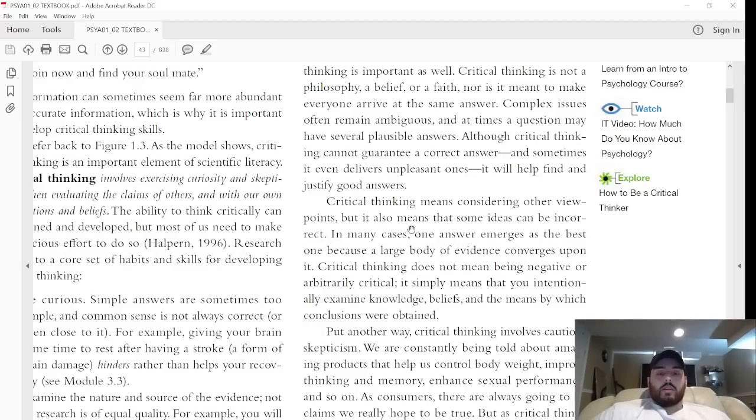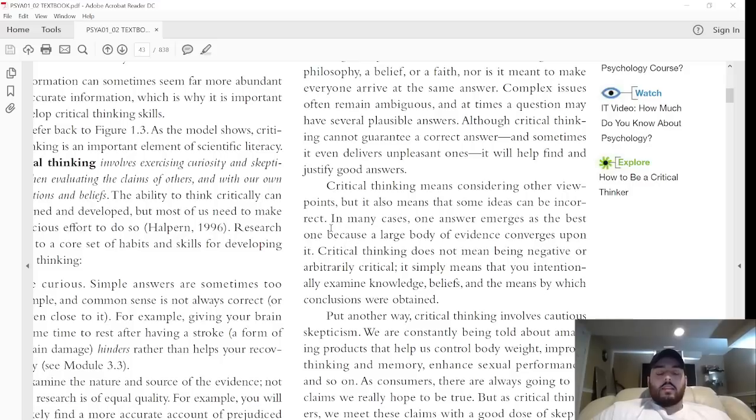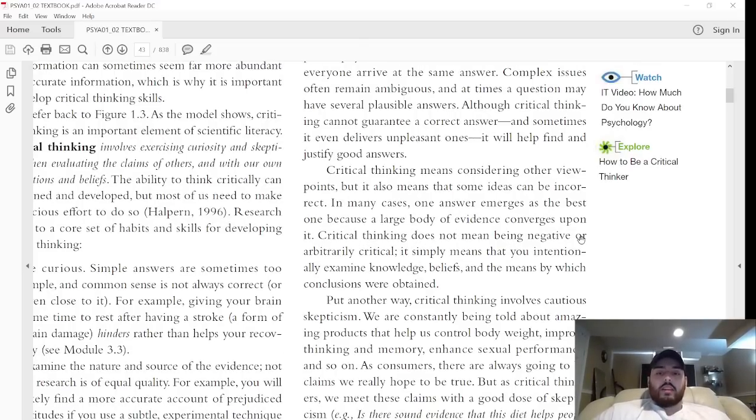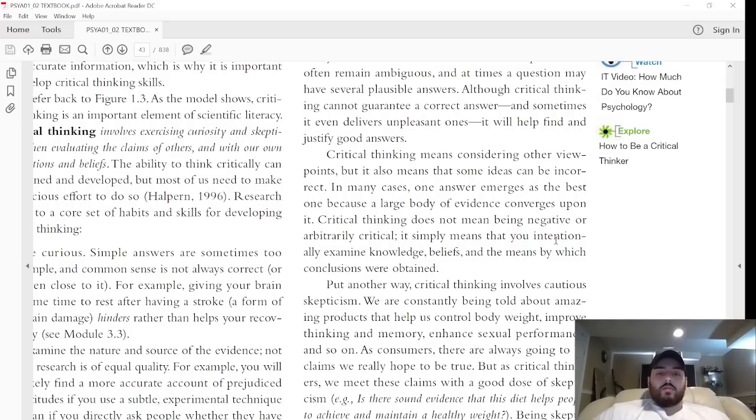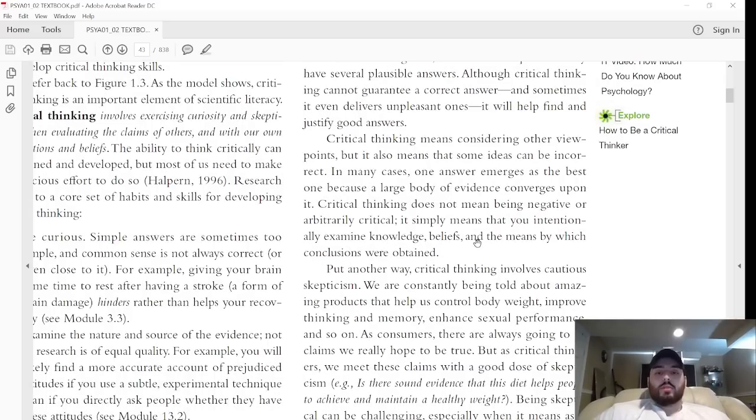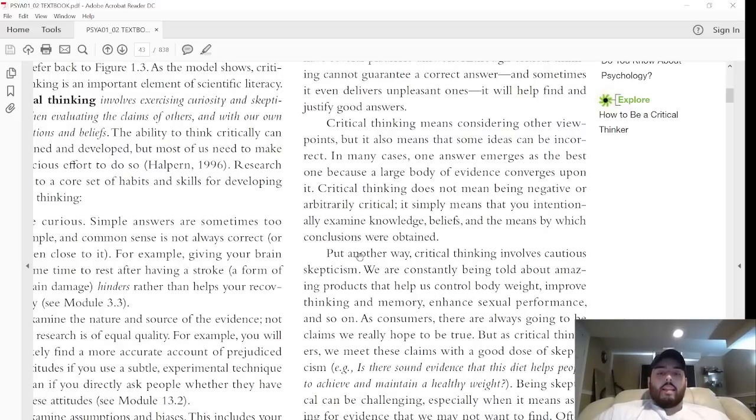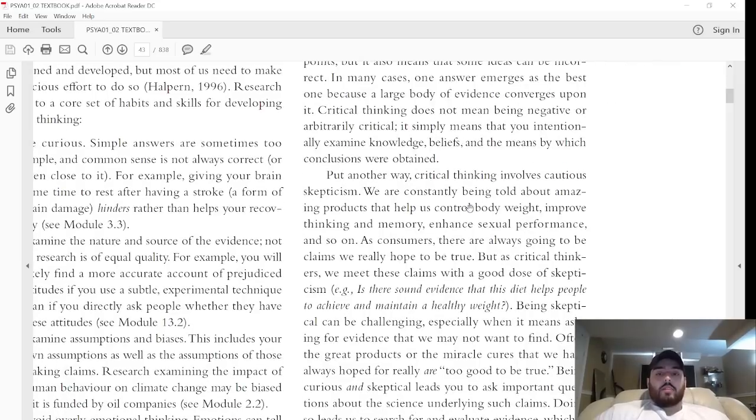Critical thinking means considering other viewpoints, but it also means that some ideas can be incorrect. In many cases, one answer emerges as the best one because a large body of evidence converges upon it. Critical thinking does not mean being negative or arbitrarily critical. It simply means that you intentionally examine knowledge, beliefs, and the means by which conclusions were obtained. Put another way, critical thinking involves cautious skepticism.